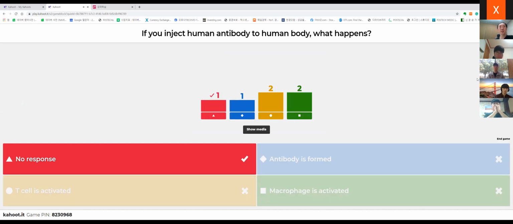Still this is difficult. You can inject a horse antibody into a human. Then if you inject a human antibody into a human, maybe the immune response may be very, very small. It may have a small immune response, but 99% of human antibodies have the same structure.